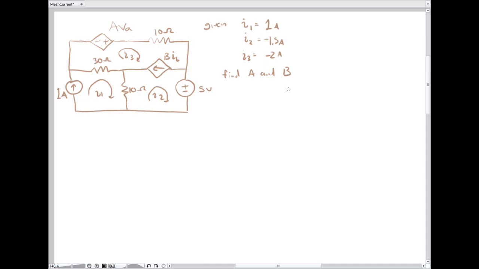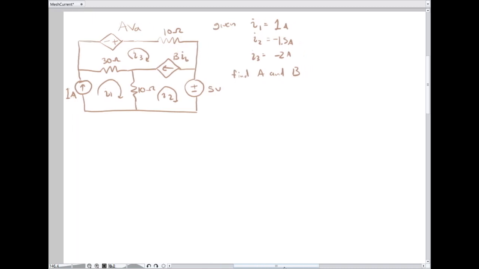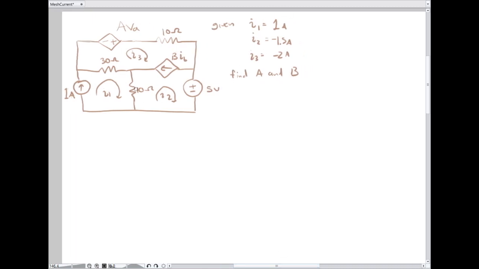Okay, here's one where the mesh currents are already predefined for some reason. Oh yeah, it's this one. So I'm giving myself mesh currents and trying to find the gains on the dependent sources that are self-consistent with the mesh currents given. Just like before, we write down the mesh equations.